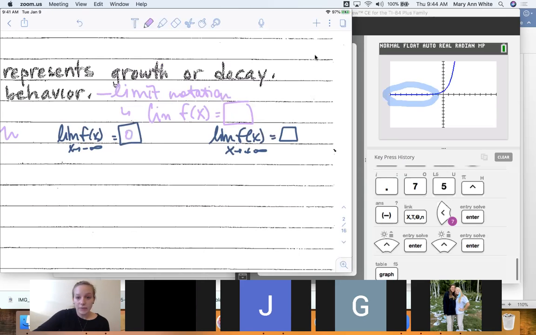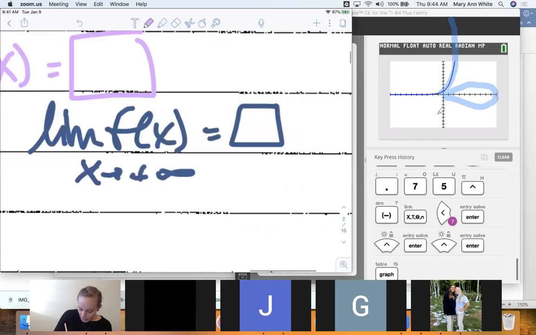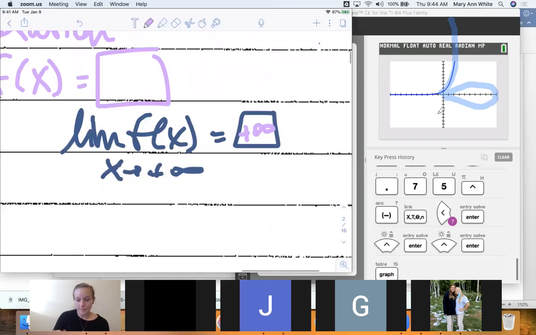Similarly for the positive numbers, that's all of these over here. These are all my x's, and my y is going up, up, up, up, up, even off the calculator. So that means the y's are getting bigger and bigger. I'm approaching positive infinity.